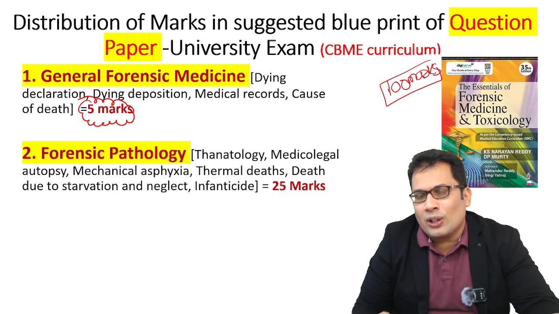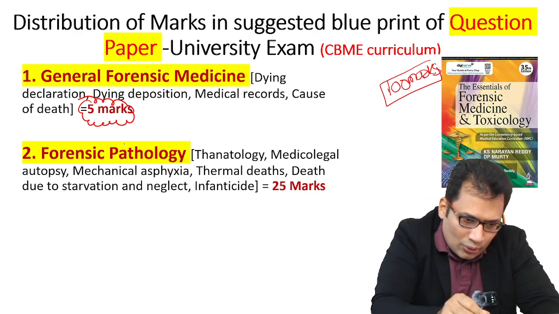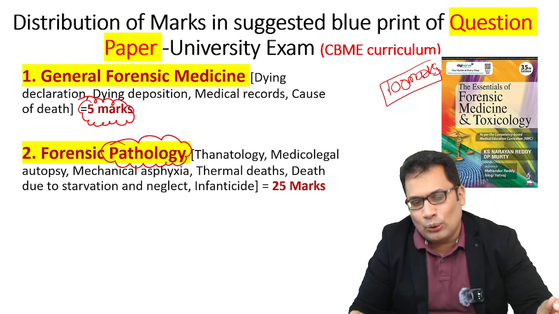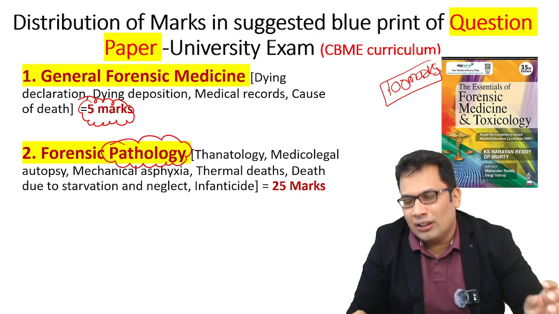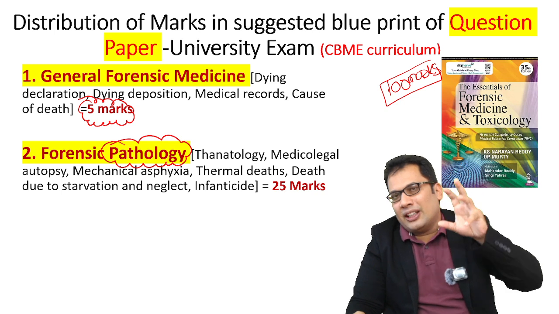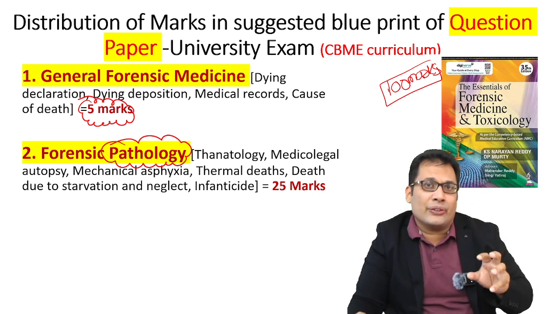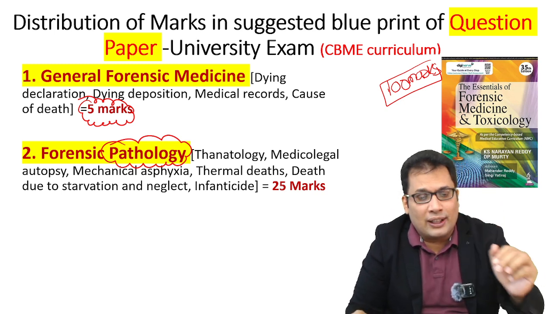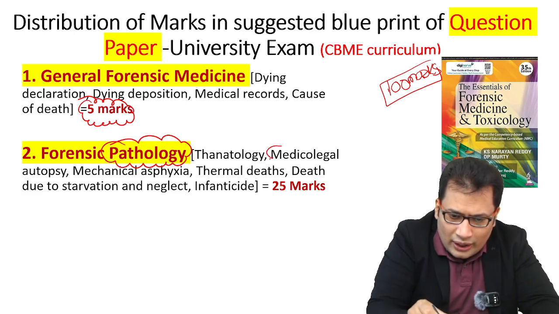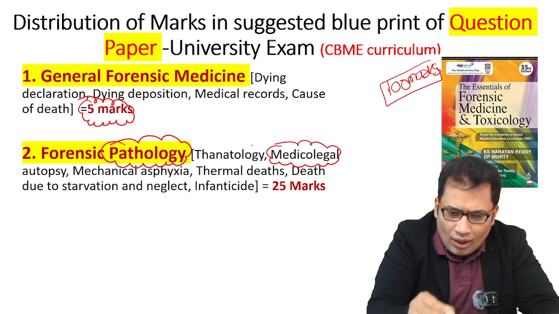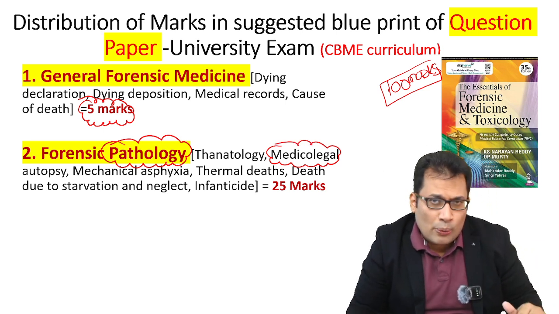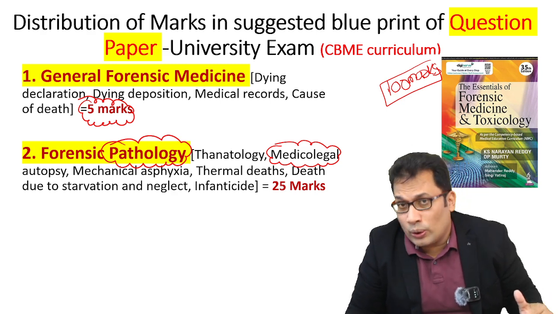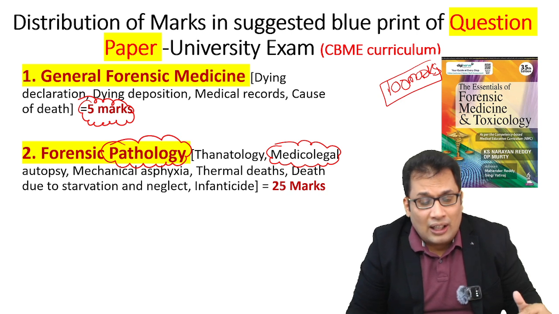Then comes forensic pathology. Forensic pathology includes thanatology, which is the study of death in detail, the postmortem changes: immediate changes, early changes, late changes. Rigor mortis is one very commonly asked question. Then medico legal autopsy. What are the types of autopsy? What are the rules of autopsy? What are the techniques of autopsy? So that can be asked in your exam.